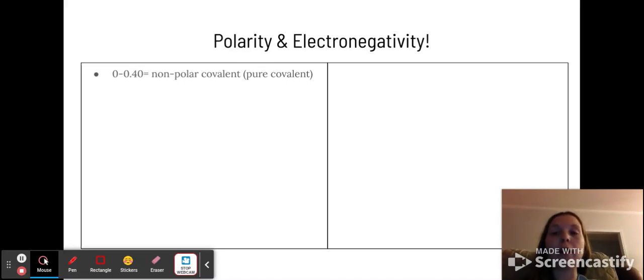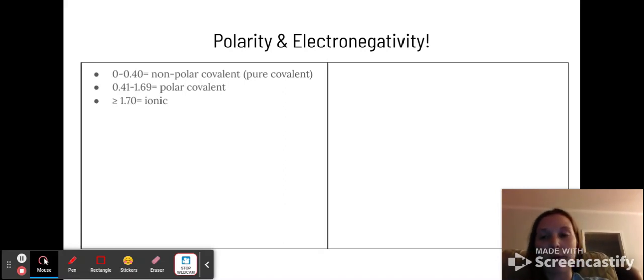But if your electronegativity difference, so if you take the two atoms that you're looking at, you subtract their electronegativity values. If it's between 0 and 0.4, then that is a nonpolar covalent bond or a pure covalent bond because it is equally shared. If the difference is between 0.41 and 1.69, it'll be a polar covalent bond. And if it is greater than or equal to 1.7, it is now an ionic bond. So that means we have got a metal and a nonmetal.